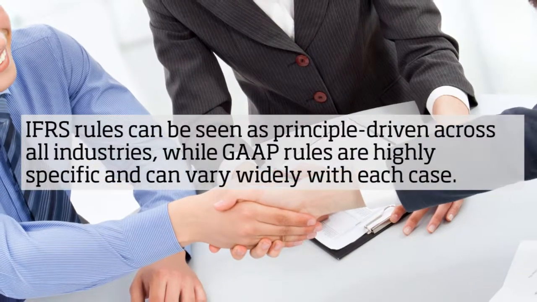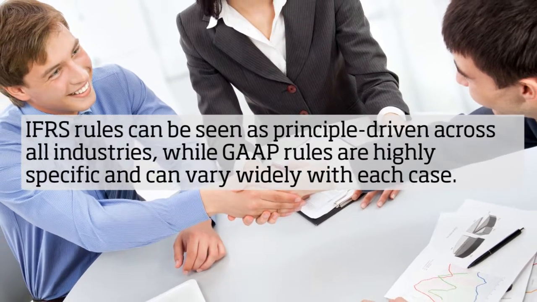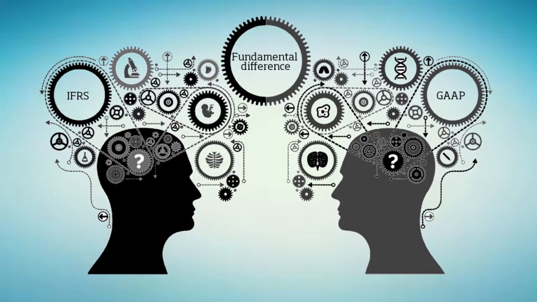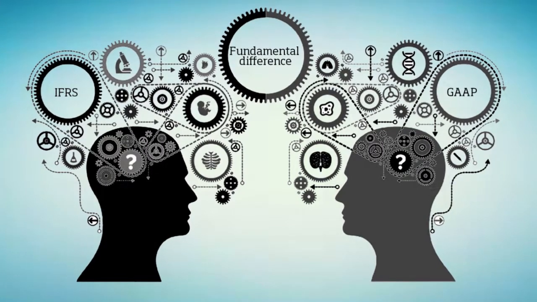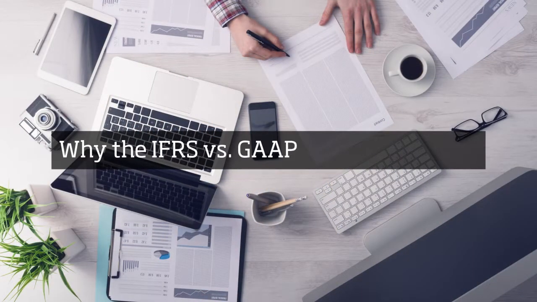In this way, IFRS rules can be seen as principle-driven across all industries, while GAAP rules are highly specific and can vary widely with each case. This fundamental difference makes a true comparison between the two possible only by going through IFRS and GAAP on a transaction-by-transaction, industry-by-industry basis. Why the IFRS versus GAAP question matters. Over the past several years, U.S. and international regulators and accounting policymakers have been working to merge these two systems as much as possible.